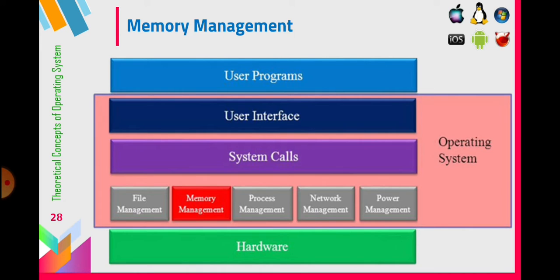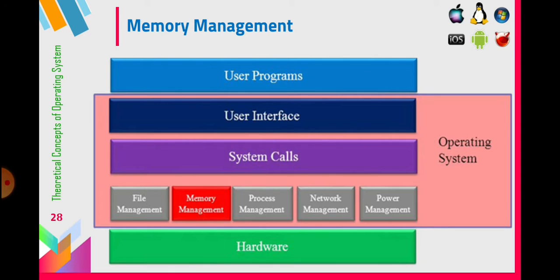Okay, so memory management. Now you can see the diagram about memory management. User programs, user interface, system calls, file management, memory management, process management, network management, power management, hardware. The operating system is used to manage all these things. Memory management means it allocates the space for programs.